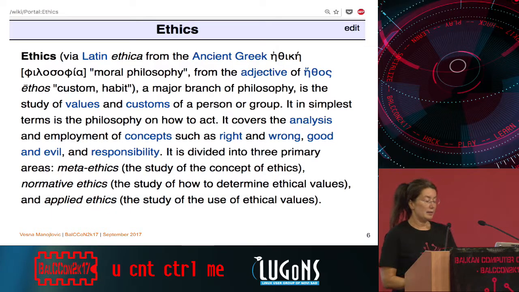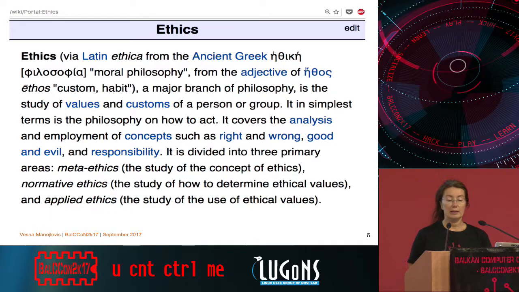So ethics is the study of values. In short, here is the long definition. And I will be mostly talking about applied ethics, because this is what concerns us when we are building the technologies, when we are building the internet.